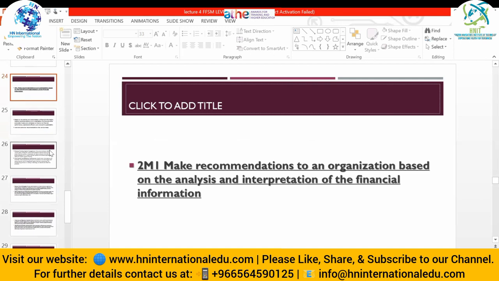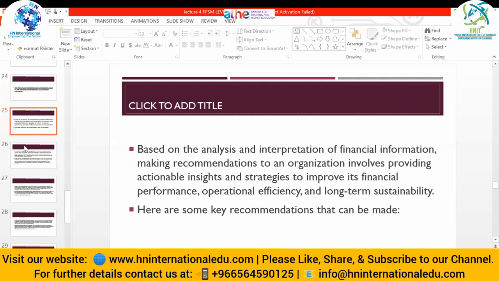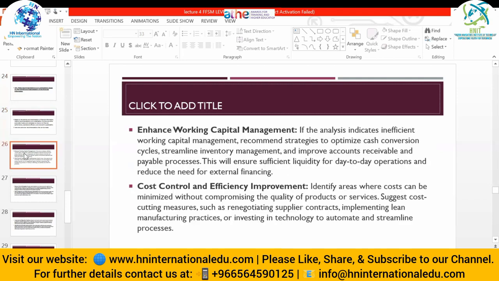Moving towards the last part, it is from the merit part. Make recommendations to an organization based on the analysis and the interpretation of the financial information. So we are going to recommend in this task, specifically in this merit part, on the basis of an organization's analysis and the detailed interpretation of the financial information. How are we going to do this? There are some key recommendations.